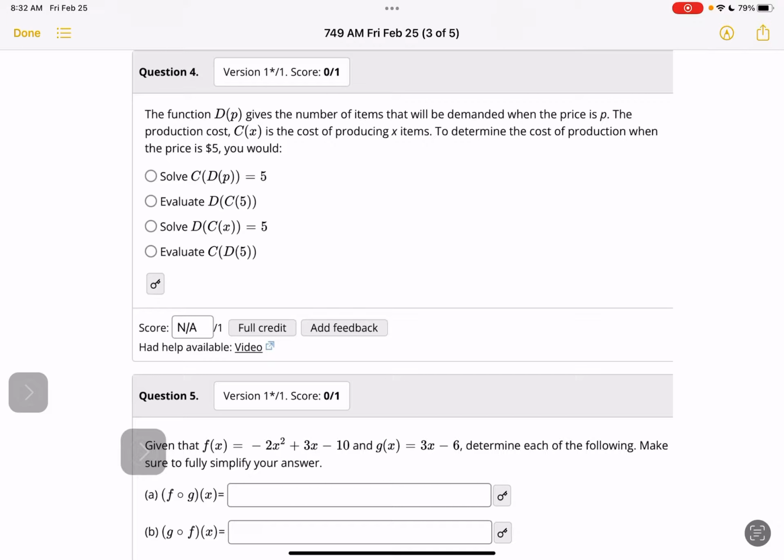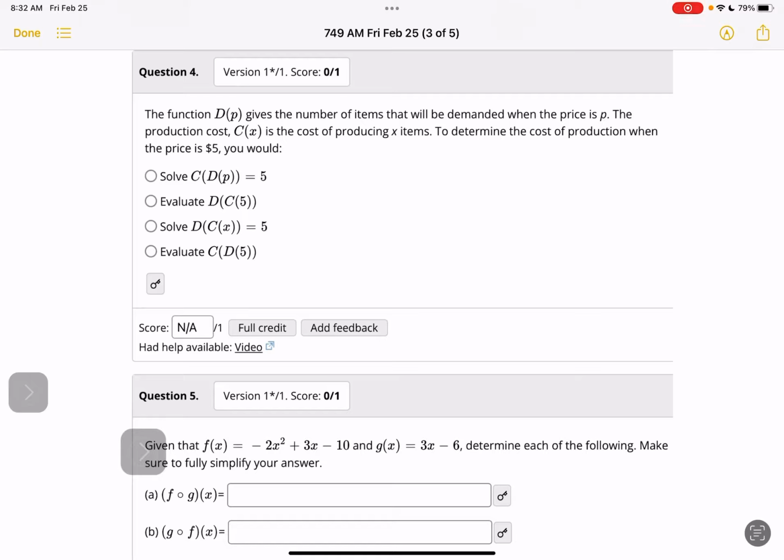And we have a couple more problems here I want to look at. The function d of p, that means d is the function, p is the variable of the function, gives the number of items that will be demanded when the price is p. The cost c of x is the cost of producing x items. Determine the cost of production when the price is $5. To determine that, you would do what?